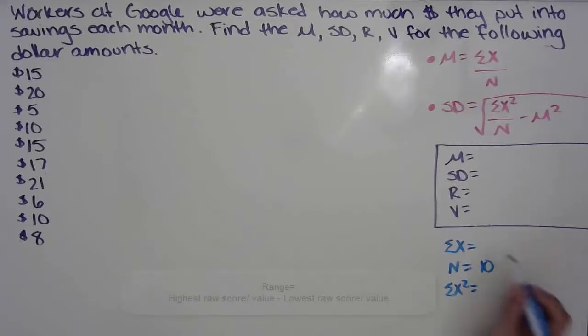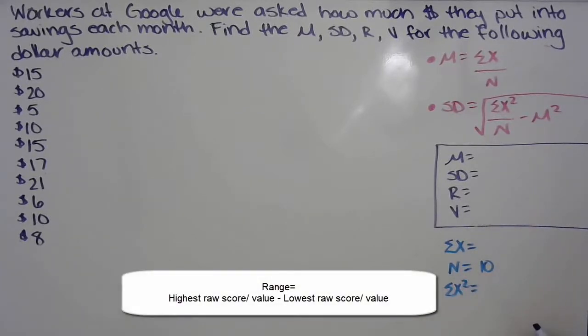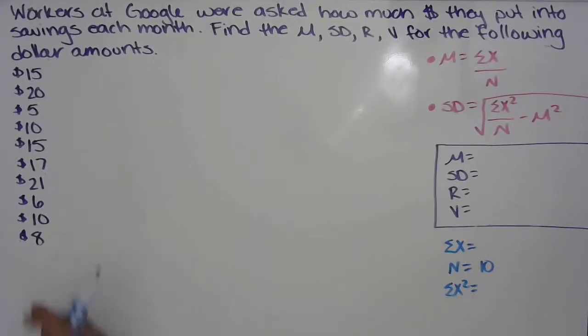Let's go ahead and find our range as well. Our range is just going to be the lowest score subtracted from the highest score. So our highest score looks like 21, and our lowest score is 5.